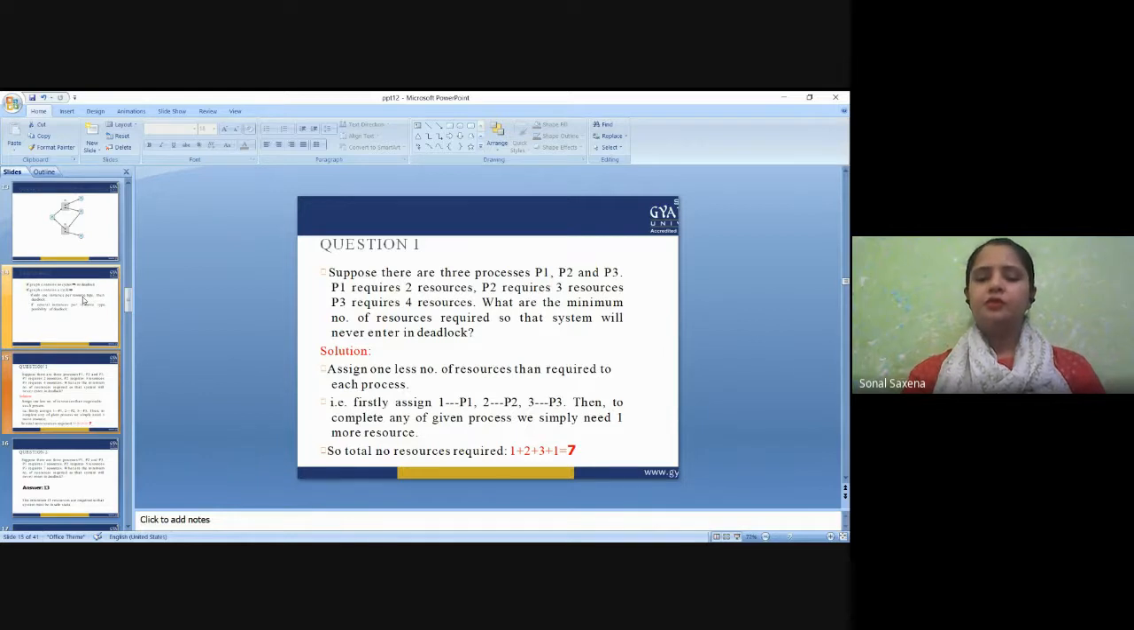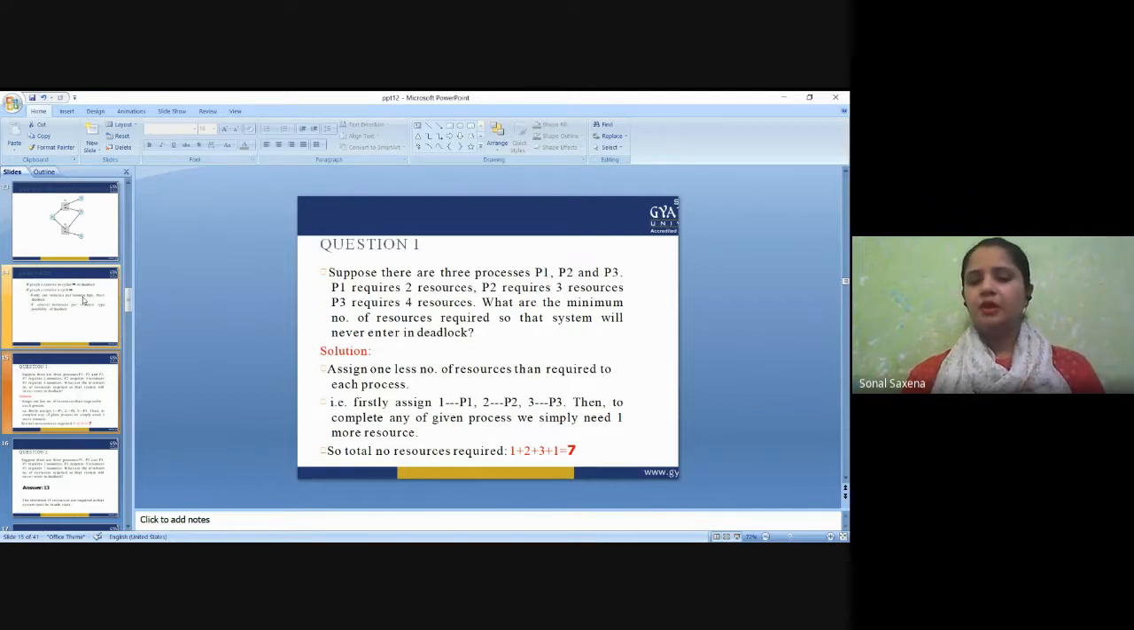So what do we do? We can assign one less than the required number of resources to each process. As I've told you, P1 requires 2 resources, so we'll assign only one resource to P1. P2 requires 3, we'll assign only 2 to it. P3 requires 4, we'll assign 3 to it. Then to complete any of the given processes, we simply need one more resource.